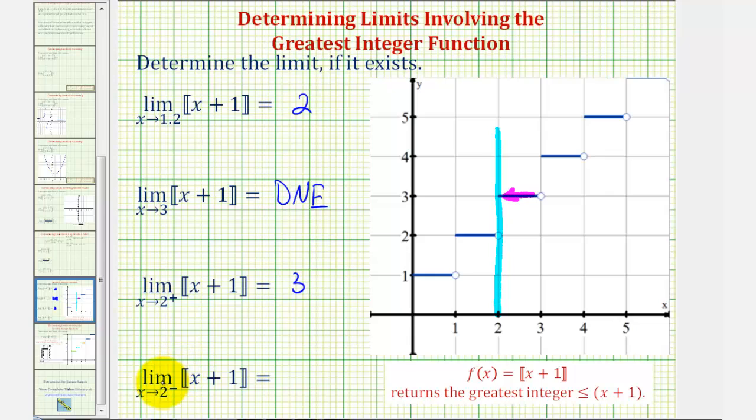And then finally, as we approach positive 2 from the negative side or left side, the function value is approaching positive 2, or once again is positive 2 as we approach from the left. And therefore this one-sided limit is equal to positive 2. I hope you found these four examples helpful.